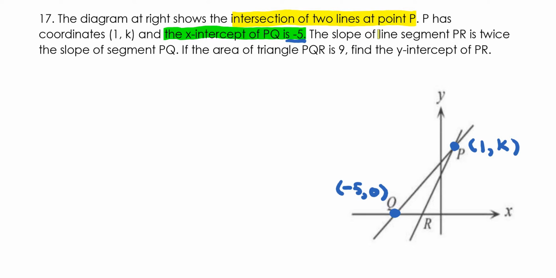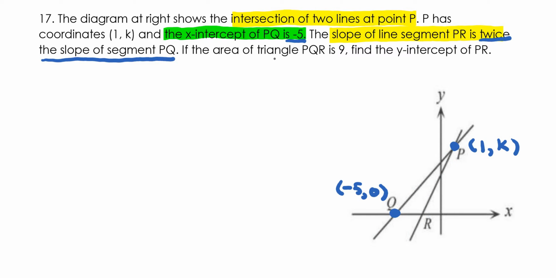The slope of the line segment PR, so PR is this yellow line here, has twice the slope of line segment PQ. Okay, so if PQ is this green line, then what we're trying to say is that the yellow line has a slope that is double in value. Its slope is double in value of the green line. Okay, let me erase those again.